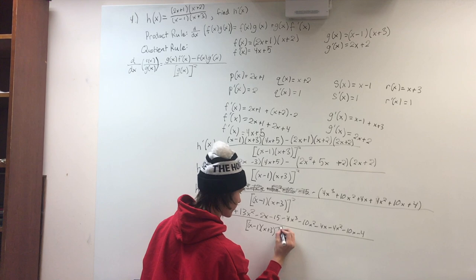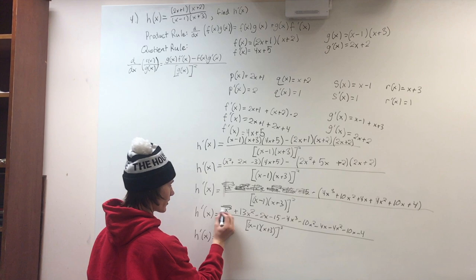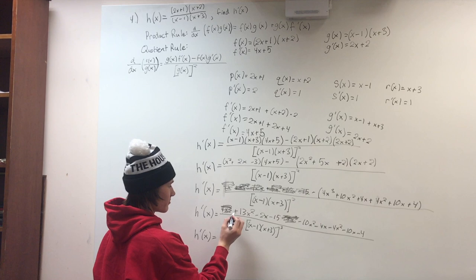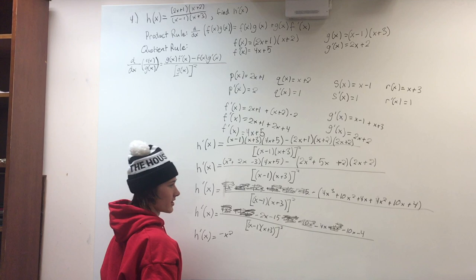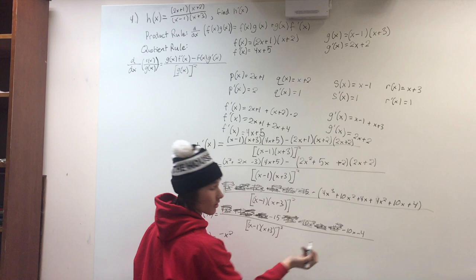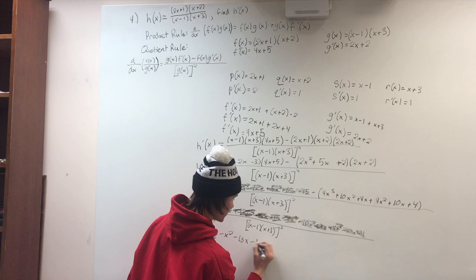Okay, and now we can say the derivative of h of x, and this is where we're going to combine all of these values. The derivative of h of x is, we have this 4x to the third minus 4x to the third, so those will obviously cancel, and then we have 13x squared minus 10x squared, so that's 3x squared, and then minus 4x squared, so negative x squared. Now we have this negative 2x minus 4x, so negative 6x, minus 10x, negative 16x, and negative 15 minus 4, which is going to be minus 19 right here.